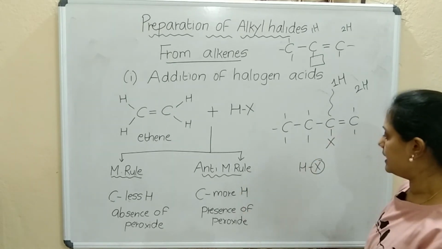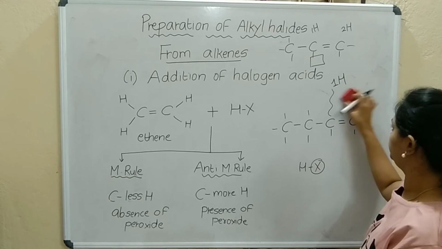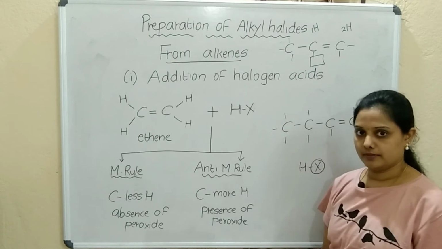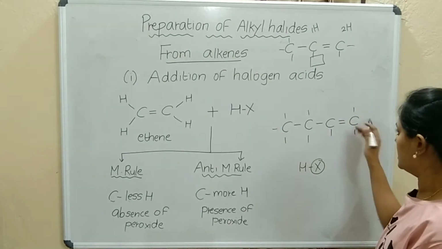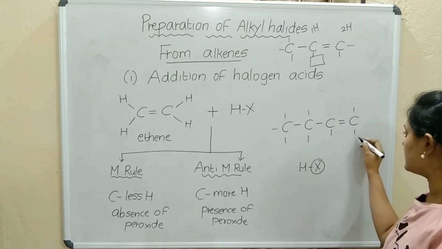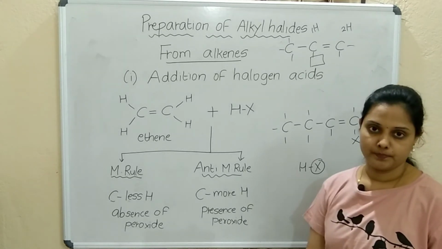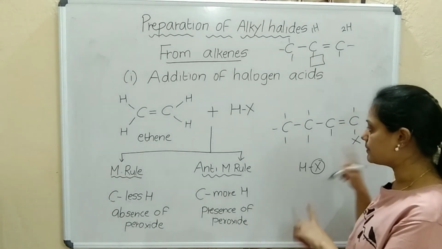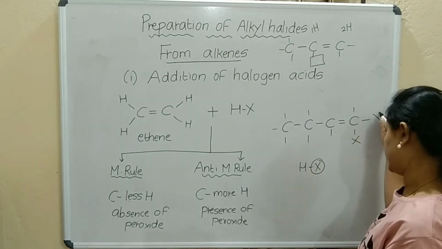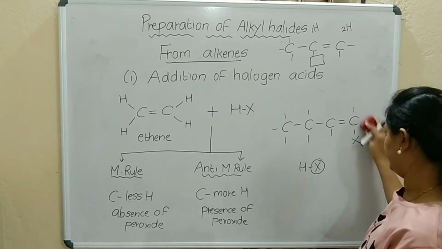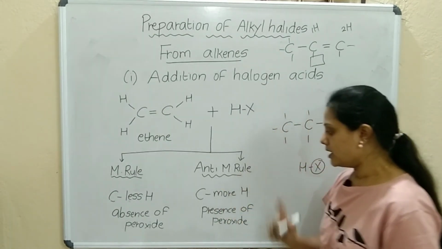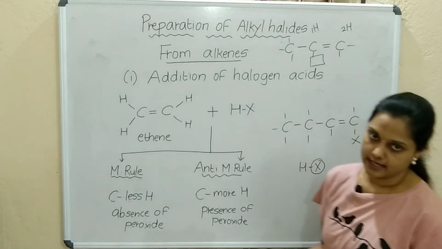Now, apply anti-Markovnikov's rule. What is anti-Markovnikov's rule? Carbon more hydrogen, right? So this carbon is having more hydrogen. This carbon is having less hydrogen. So X will attach to that carbon. And check for the valency. You just have to substitute that hydrogen from that compound. You need not attach more X over here. Correct? So Markovnikov's rule in the absence of peroxide, anti-Markovnikov's rule in the presence of peroxide.